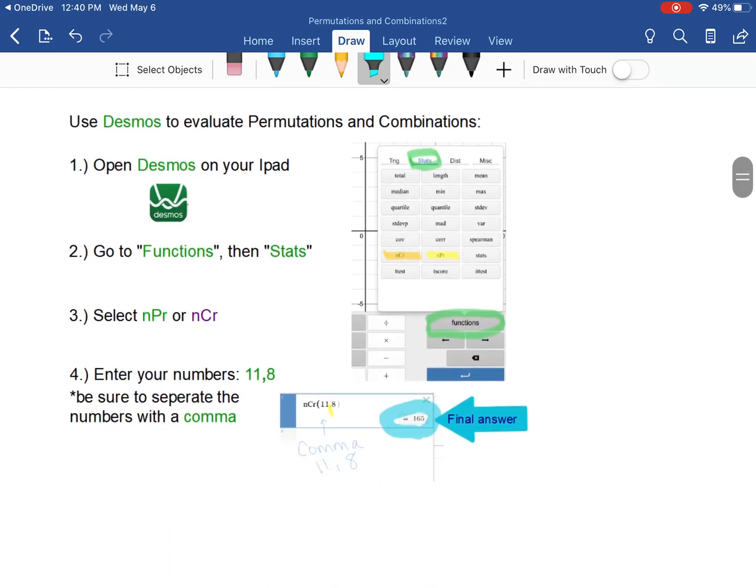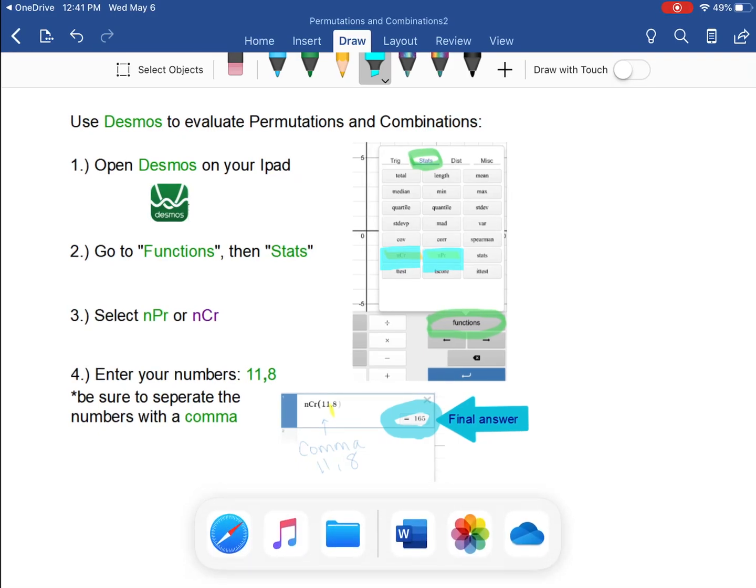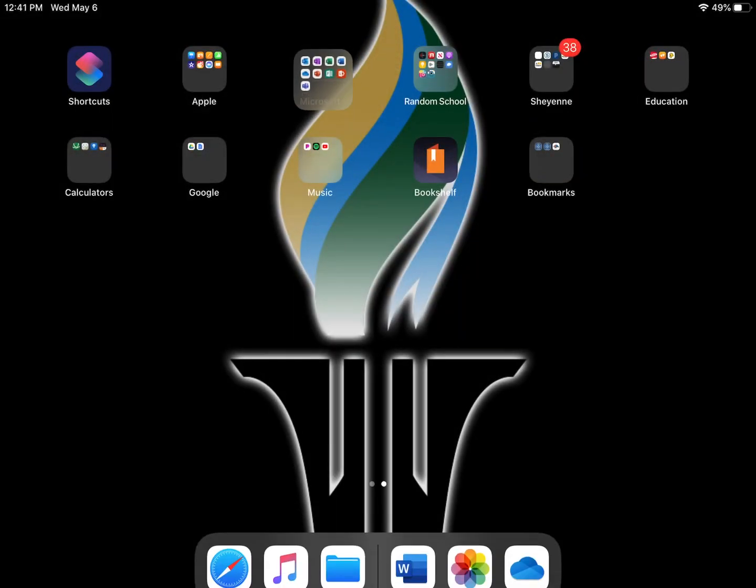So we're going to end up using Desmos. I'd like you to practice this. I know that you have your notes in the video now, but at some point practice this. Here are the steps. We're going to open Desmos. Then you go to Functions and to Stats. Towards the bottom, there are these NCR and NPR options. You're going to use P for permutations and NCR for combinations. Then you type your numbers in with a comma, and that tells you your different answers.